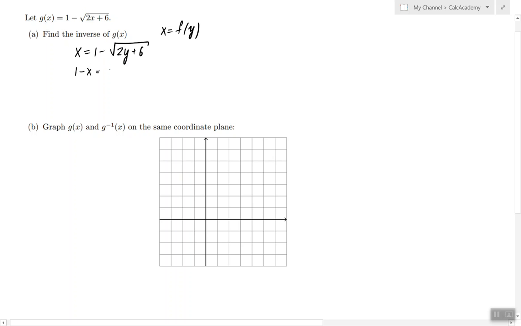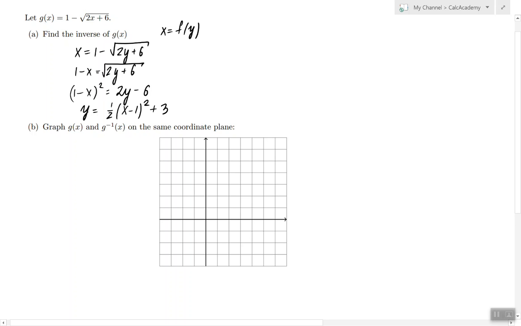So now we square both sides and we isolate y and then divide everything by 2. So we add 6, divide by 2. So the inverse function of the original radical function is a piece of this parabola.